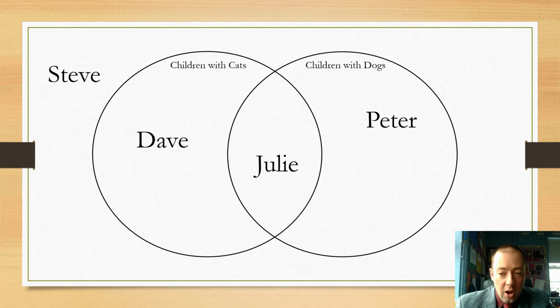Peter, however, only has a dog. Peter is in the dog's circle but not in the overlap because he doesn't have a cat. And that just leaves Steve. Steve sort of represents some of the numbers that we didn't have last time. A lot of people filled in the numbers in the circles but didn't put the numbers or the data that goes outside the circle. Steve has neither a cat nor a dog, so therefore he goes outside both circles.